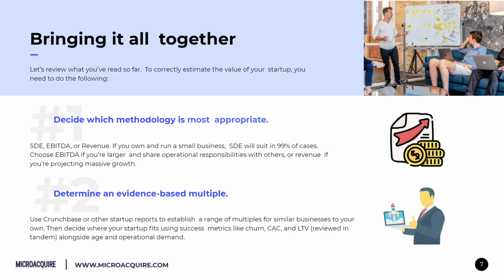Decide which methodology is most appropriate. Are you going to add a multiple based on SDE or EBITDA or revenue? SDE typically is the industry norm, and that is good in 99% of cases. If you're a business that's growing like crazy, a multiple on revenue probably makes more sense. And then look at other ranges that you see from other businesses selling in your market. If you're in a really, really fast growing market, businesses might be selling at a much higher multiple, and that should definitely be taken into account.